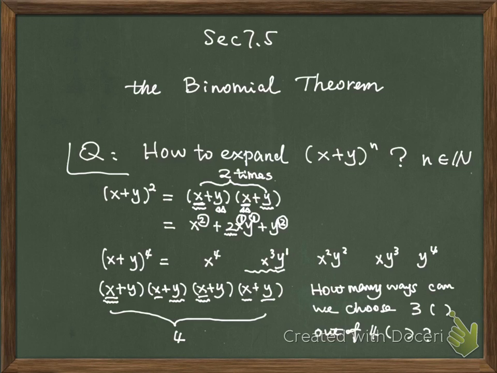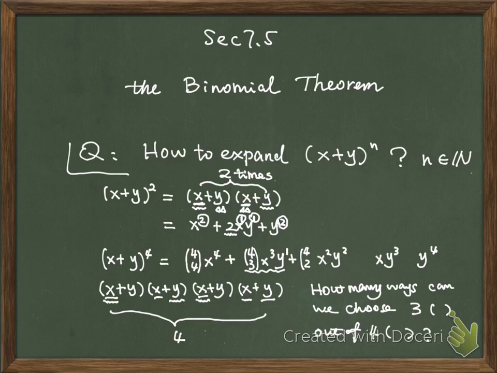And we all know that the answer is given by 4 choose 3. So the coefficient here must be 4 choose 3, where 3 corresponds to the power of x. Similarly, you can make the same observation for all the other terms and find their coefficients. Here for x to the 4th, you may have 4 choose 4.